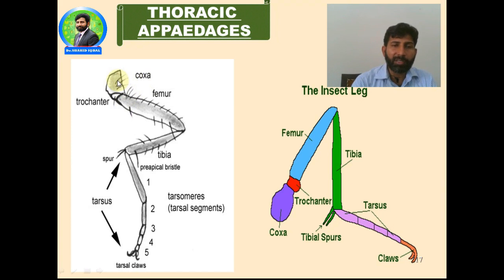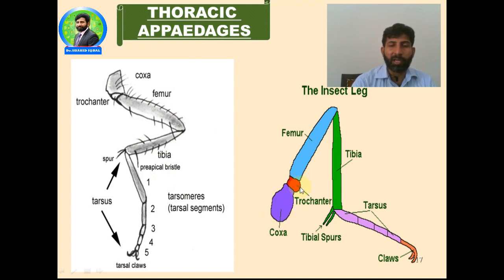This is the coxa. This is a trochanter. The trochanter is located between the femur and the coxa. It is an immovable structure. This one is a tibia. This is the tibial spur, and this structure is called the tarsus, and the tarsus contains tarsomeres. These tarsomeres are 1, 2, 3, 4, 5, and the terminal part of the tarsus has the tarsal claws. These are multiple spines. It also shows the coxa, which is a ball-like structure.